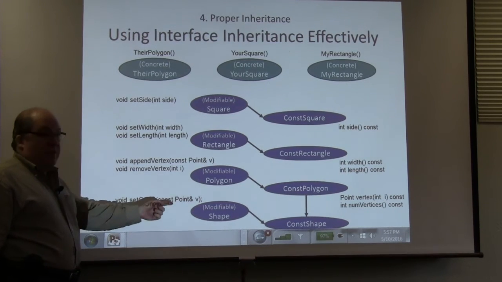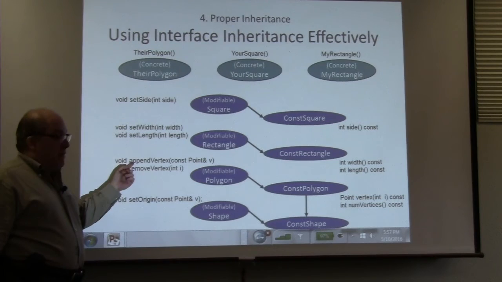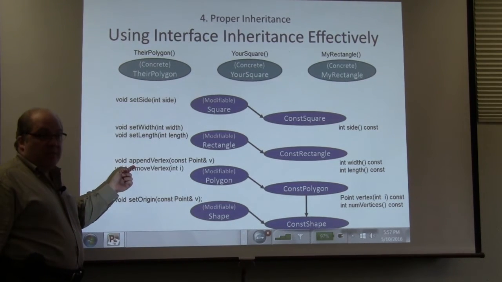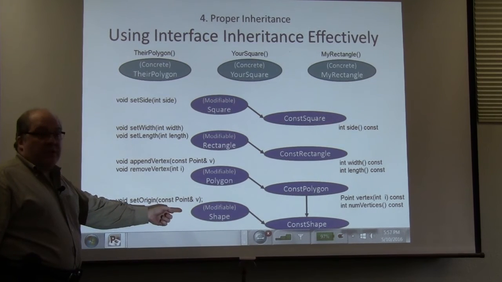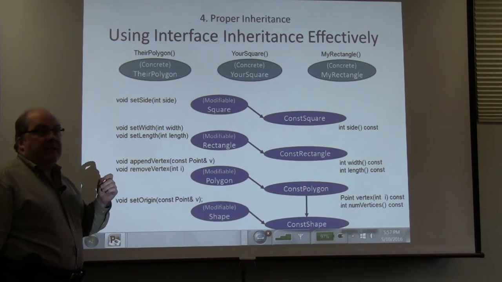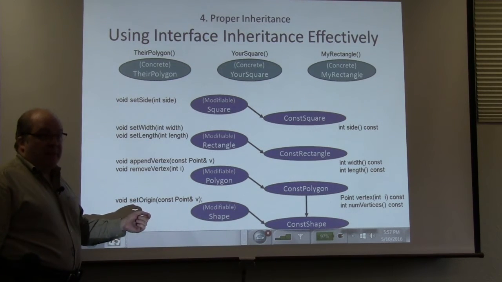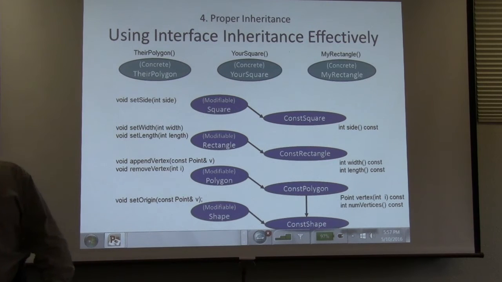Well, I can set the origin. I can set the origin here, and I can set the vertices of the polygon. Right? So setting the origin is just another way of saying, maybe I'm going to set the center of the shape to something. And all of these vertices are relative to the center or some such thing. Yes?